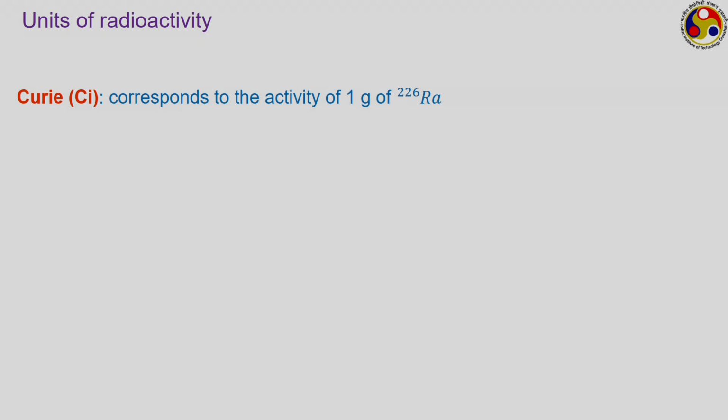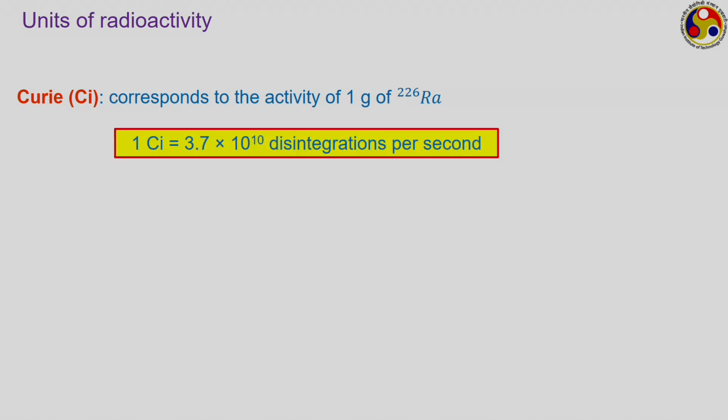Now, 1 Curie corresponds to the activity of 1 gram of radium 226, which generally comes to be 3.7 into 10 to the 10 disintegrations per second. So, this particular radium sample, the 1 gram of radium sample, the number of disintegrations or radioactive decays it undergoes in 1 second of time, that is defined as 1 Curie.